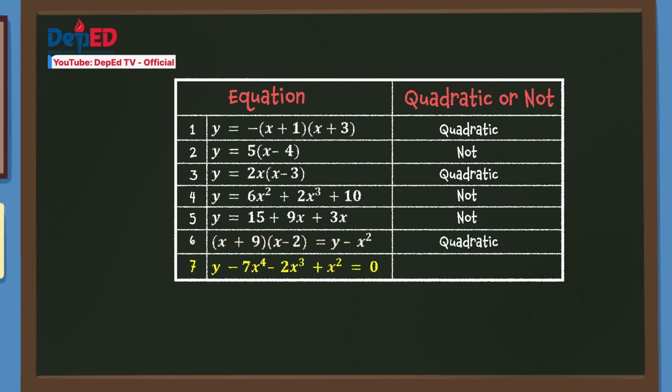Number 7, y minus 7x to the 4th power minus 2x cubed plus x squared equals 0. Here, just like in equation number 6, y is not yet expressed in terms of x, but by inspection, we can already see that the highest exponent of x is not 2, but 4. Hence, the equation is not a quadratic function.